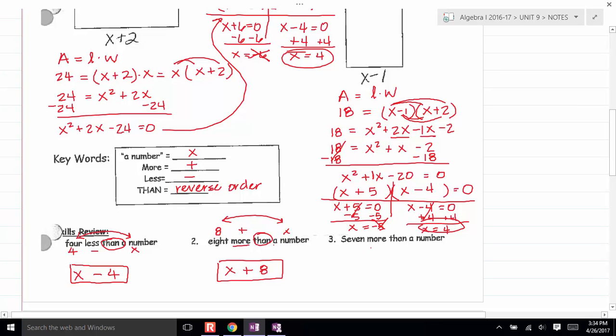And the last one here, 7 more than a number. Talking about the number 7. Again, more means the operation addition. A number is the variable x. Then means that we're going to switch the order. So 7 more than a number would be written as x plus 7. Okay. That's important to remember the order that you write them in, because that can change the sign of your answers and throw the entire answer off if you're not careful.